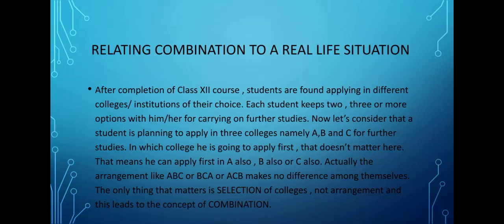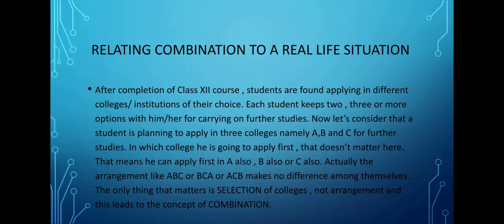He may apply in college A first, or he may first apply in college B, or in C. It is necessary that he applies in all three colleges, meaning three among all the institutions of his city. He is selecting three options. Now, which option will come first? That doesn't matter. Just the selection matters.